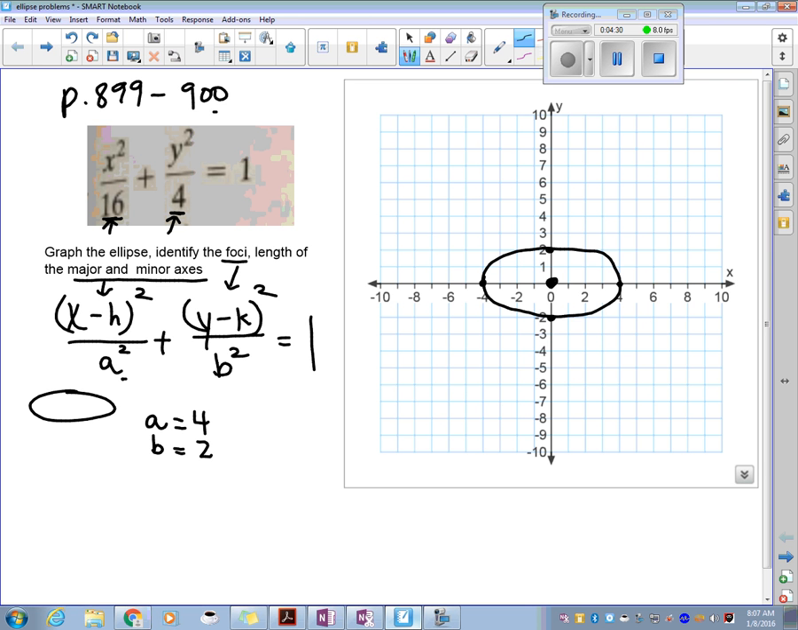Now, it says graph the ellipse, identify the foci, and the length of the major and the minor axis. We haven't done the foci or the lengths yet, but we have graphed it. So, what is the length of the major axis? Well, the major axis is from here to here. So the major axis has a length of not a, but 2a. So the length of the major axis is 8.